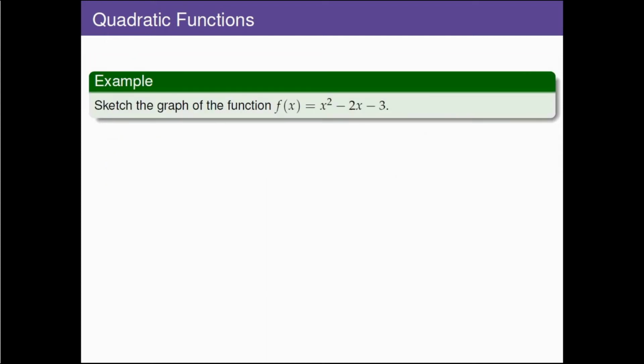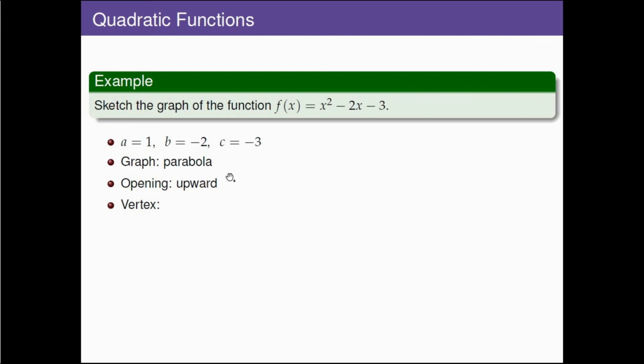For example, we sketch the graph of the function f(x) = x² - 2x - 3. The function is of the form ax² + bx + c, where a is 1, b is -2, and c is -3. The graph of this function is a parabola. It opens upward because a equals 1 and it is positive.